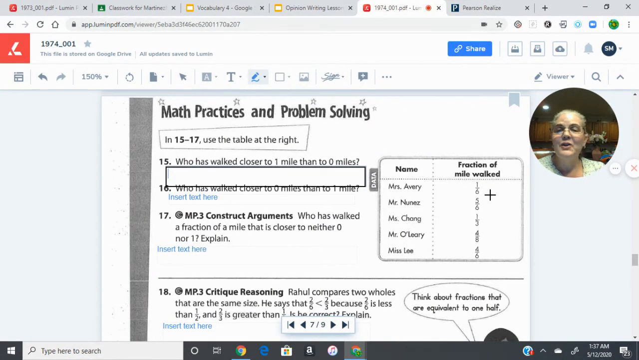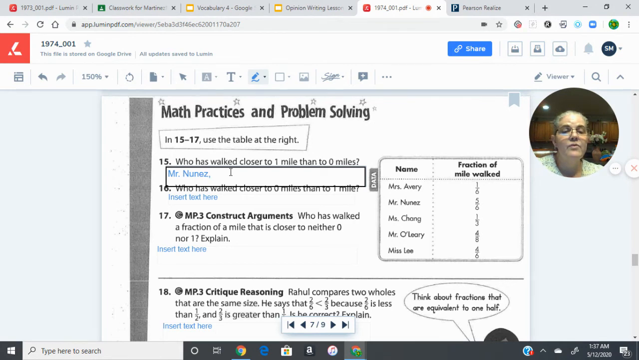Number 15 says, who has walked closer to 1 mile than to 0 miles? So we're looking at the top, the numerator, and the denominator are pretty high and pretty close to the same number. So we're going to look over here and see who has walked close to a mile. So 1/6 we're just barely going, but 5 out of 6, that's pretty close. Mr. Nunez.